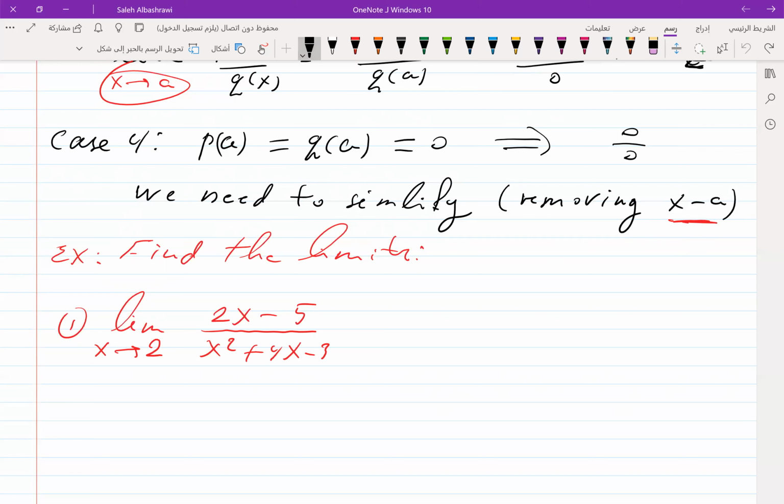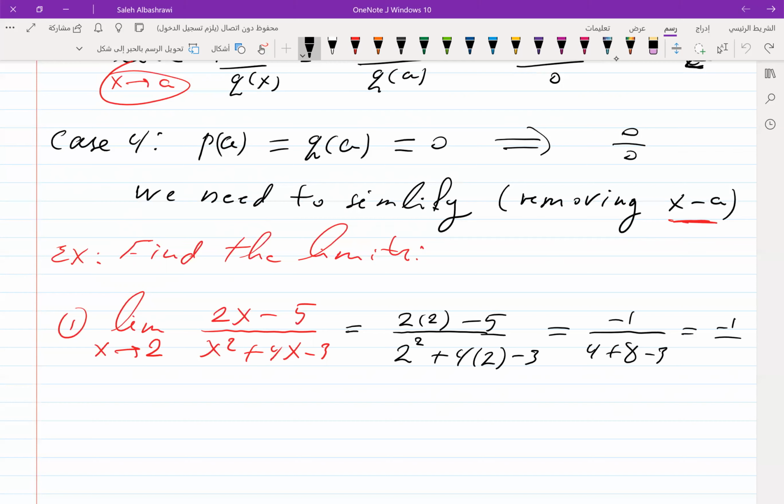If we substitute x by 2, I will have 2 multiplied by 2 minus 5 divided by 2 squared plus 4 multiplied by 2 minus 3. That will be 4 minus 5, which is equal to minus 1 up, and down I will have 4 plus 8 minus 3, that will be minus 1 over 9. So the limit is minus 1 over 9. This is the first case, where the numerator is not equal to 0 and the denominator is not equal to 0. Take another one.